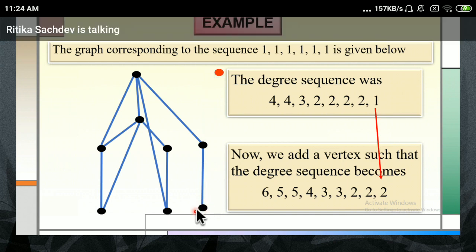So there's only one particular vertex whose degree is 1. So I should join this. Then next 2 remains 2, 2 remains 2. Then this 2 becomes 3. So now I have to check. Please note, in this case, there are 4 vertices of degree 2. So I have to check.